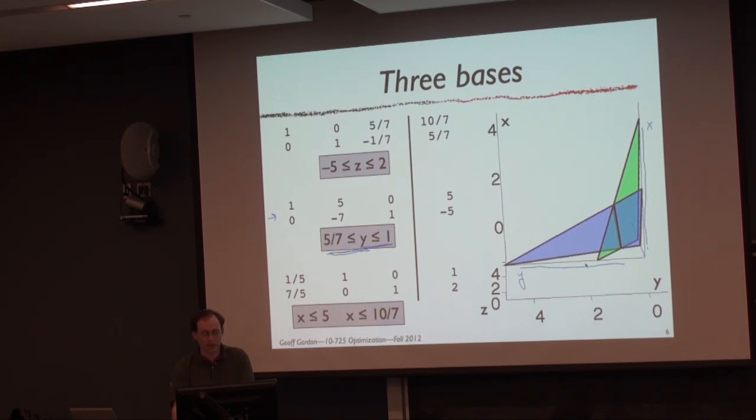And then you can see the same thing with x here, which is this one here. Here we have two constraints that are the same sign, so one of them is redundant, and so we just have x is bigger than or equal to 0 here, and less than or equal to 10/7.